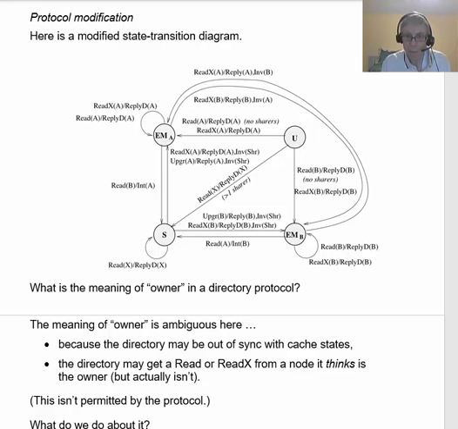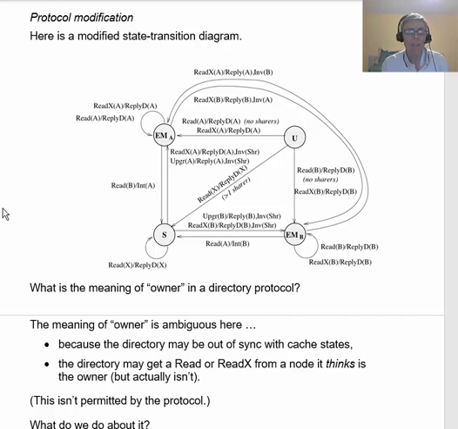We want to talk about protocol modifications, and we're going to be dealing with an enhanced state transition diagram. The reason we're going to do that is because we need to take account of what happens if one node is the owner, but the directory thinks the other node is an owner. So here the meaning of the owner is going to be ambiguous.